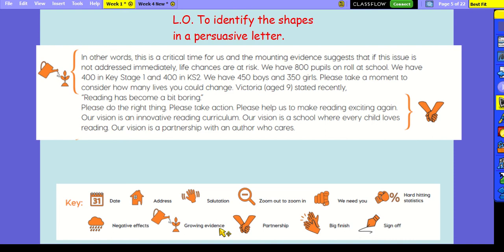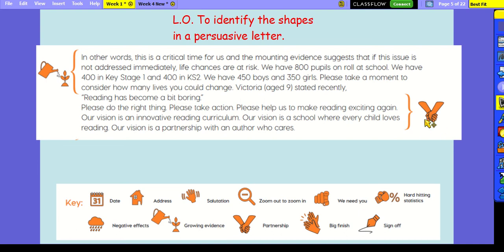We have 800 pupils on roll at our school. We have 400 in Key Stage 1 and 400 in Key Stage 2. We have 450 boys and 350 girls. Please take a moment to consider how many lives you could change. Victoria, aged 9, stated recently, reading has become a bit boring.